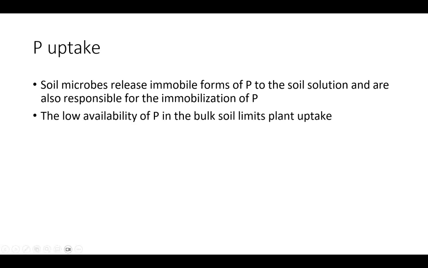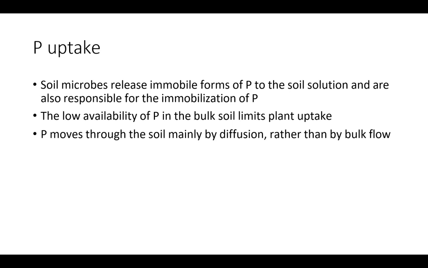The available phosphorus in bulk soils limits plant uptake. If you don't have enough phosphorus in the soil, you need to have it added in order to be able to uptake it properly. Phosphorus moves through the soil mainly by diffusion rather than bulk flow, which means it does not go very long distances, but rather short distances, as it is mainly insoluble.